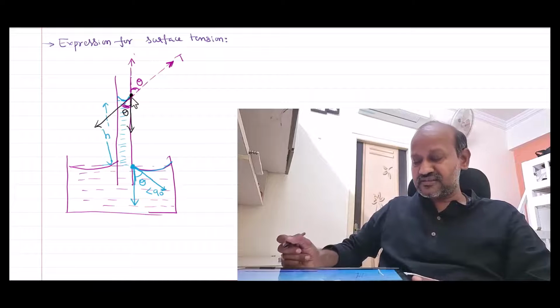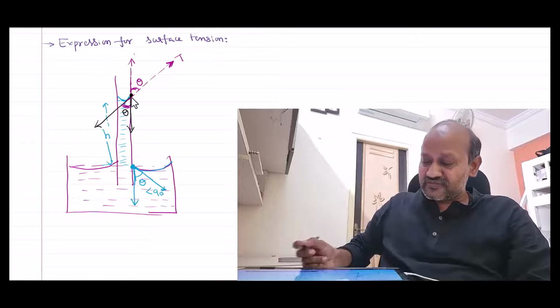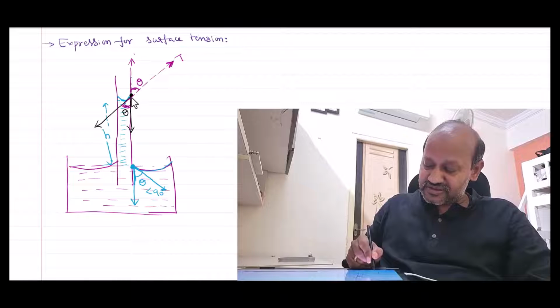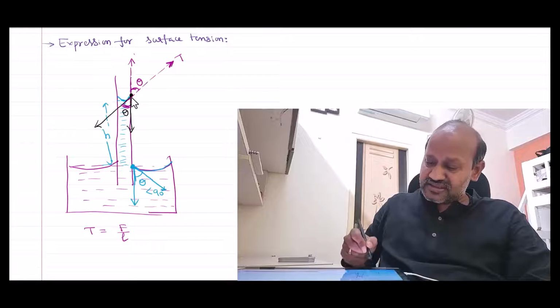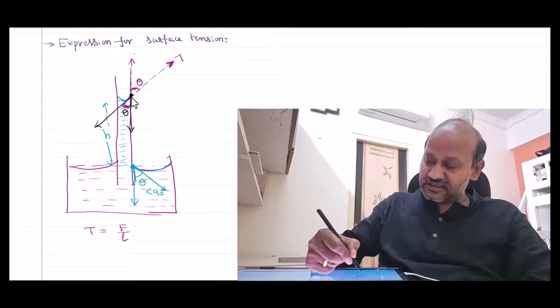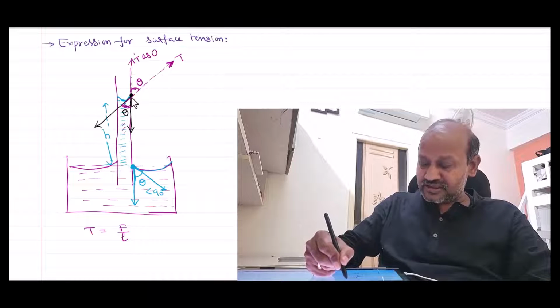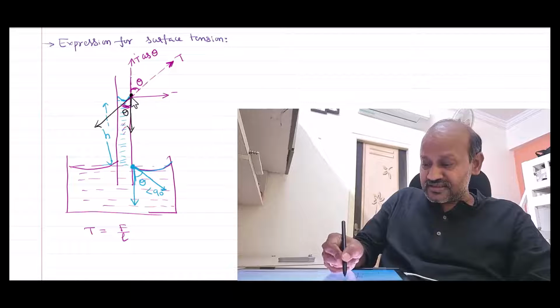I will rather say, resolving T. Recall the definition of surface tension: surface tension is defined as force acting per unit length. So, in this case, the part of the surface tension causing this capillarity is only T cos theta. Look at this, that is T cos theta. That is T sin theta. Look at this T sin theta.